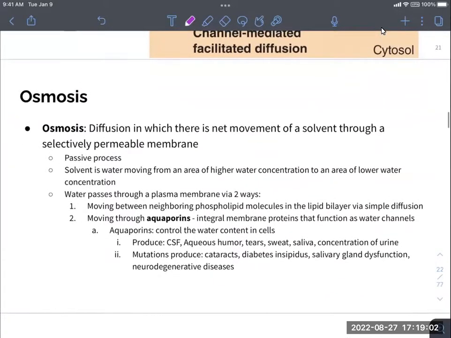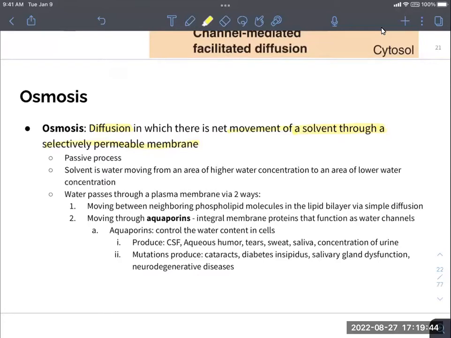We've looked at diffusion, so let's look at osmosis. Osmosis is technically diffusion, but it's the net movement of a solvent through a selectively permeable membrane. Again, it's a passive process. And the solvent is always going to be water, moving from an area of higher concentration to an area of lower concentration, just like with diffusion.